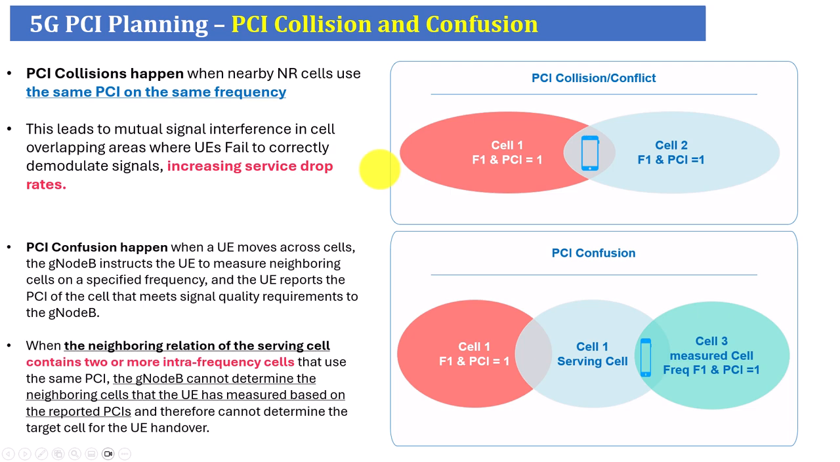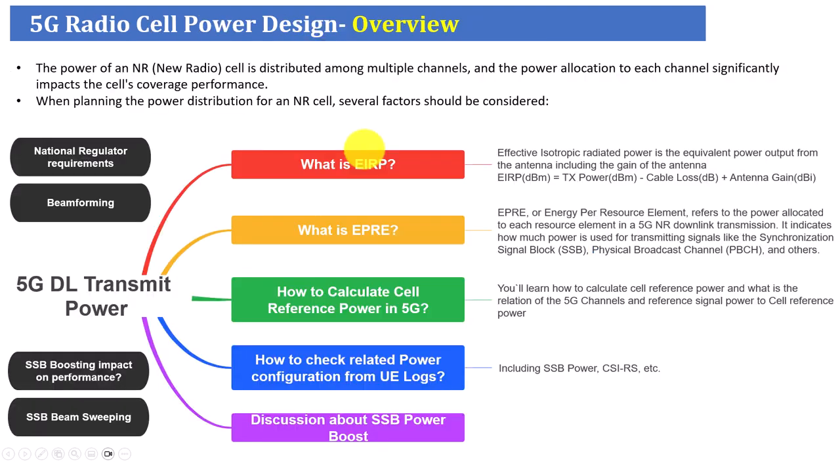And this is what we are going to cover today. Let me go to the next slide quickly. Okay, this is what we're going to cover next, the 5G downlink transmit power. We'll try to cover very important concepts and also the calculation, to make you understand how the power can be calculated, what is meant by EIRP, effective isotropic radiated power, what is meant by EPRE, energy per resource element, and many other things.